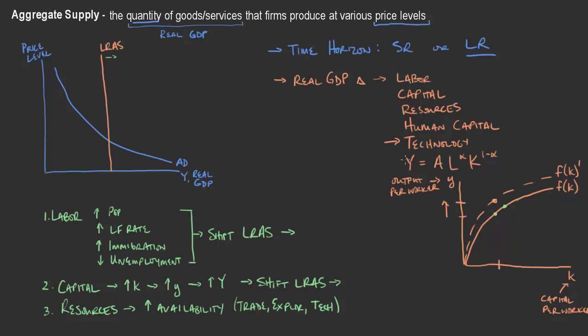And what do we know about technology improvements? That they would increase, at any given capital per worker, our output per worker as well. And that is going to shift, right? That same logic here. That's going to shift the long run aggregate supply curve to the right as well. So that would be another shift to the right that we'd be seeing.